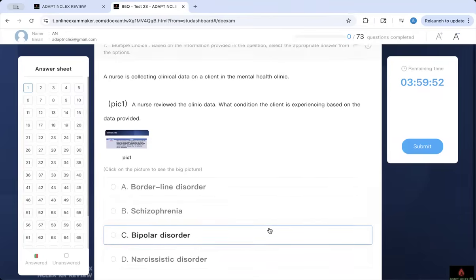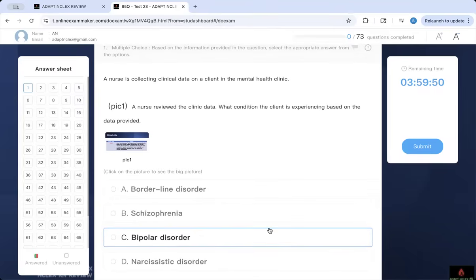First question, what do you see? Don't worry, they can give you questions like that. They give you images; click on it, read it, ignore it. A nurse is collecting data on a client in the mental health clinic. The nurse reviews the clinical data. What condition is the client experiencing based on the data?